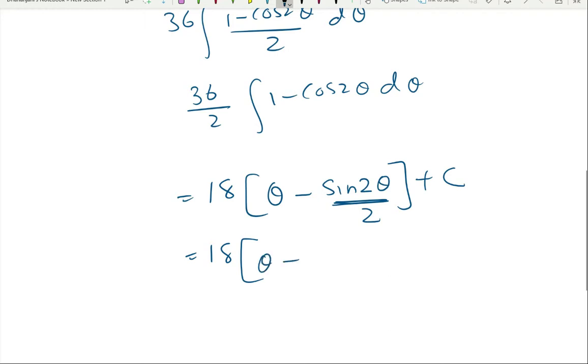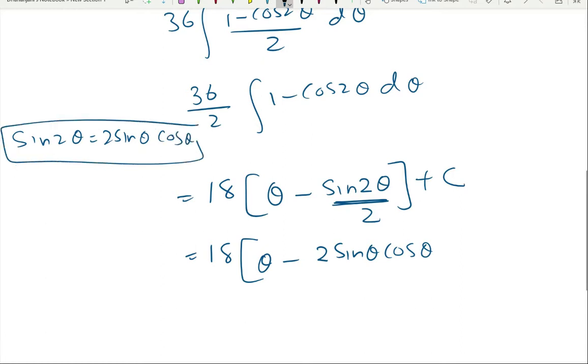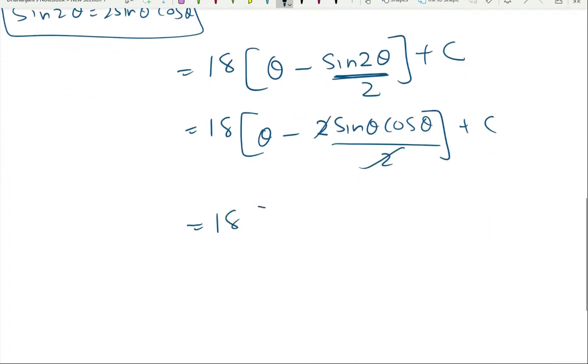So sine 2 theta is 2 sine theta cosine theta. That's from the double angle identity. Sine 2 theta is 2 sine theta cosine theta, this is another version of the double angle identity. So divide by 2 plus c, the 2s cancel out. So this is 18 theta minus sine theta cosine theta plus c.